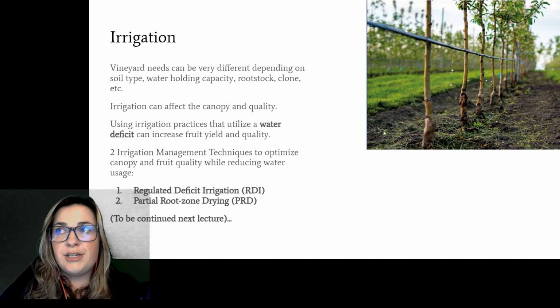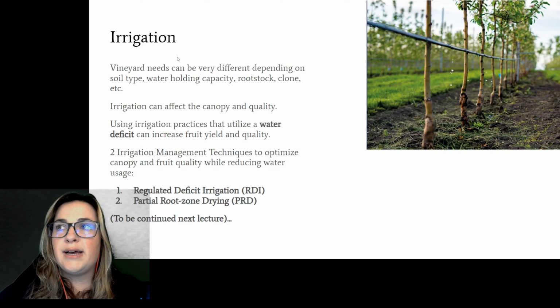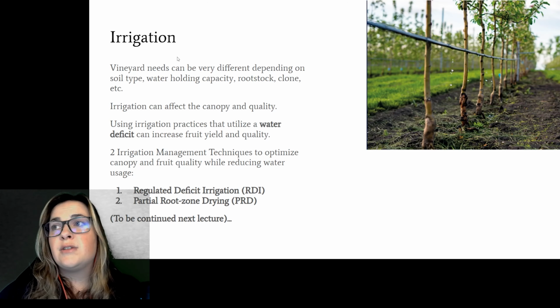And then for irrigation, right, this can help or hinder the ability of your canopies to grow, right? And it really depends on a lot of other factors too, right? So your soil type, the water holding capacity, rootstock, clone, etc., right? There's 100 different factors to take into account before knowing what irrigation is correct for you and your canopy management.